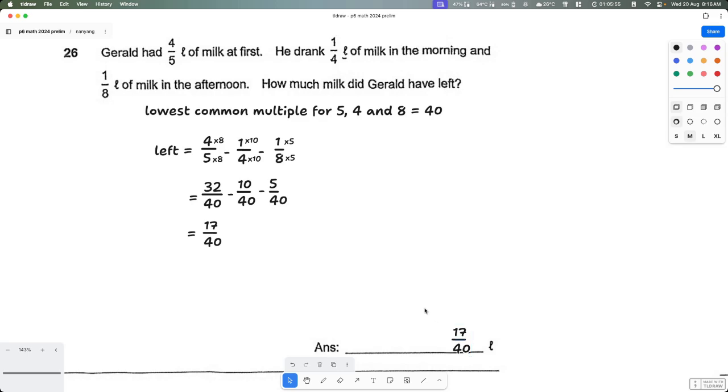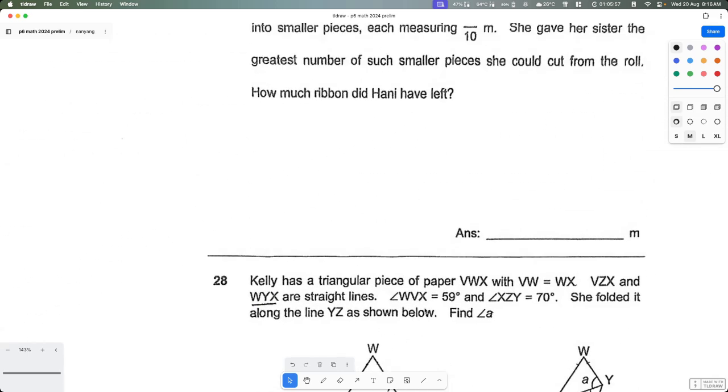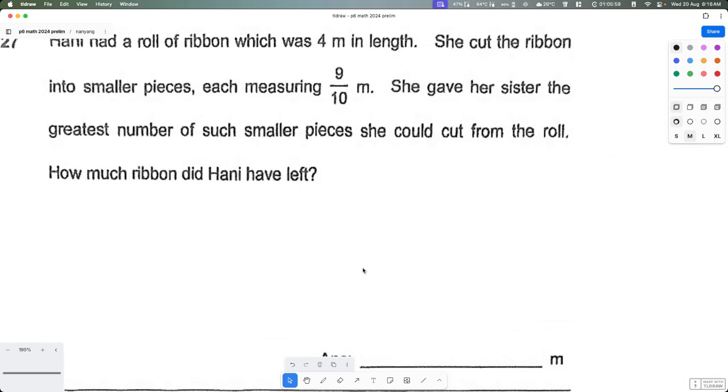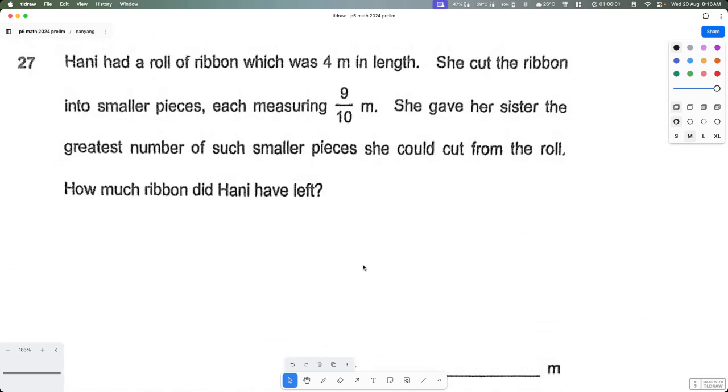Okay, there you go. All right, let's move to the next question. Question number 27. Honey had a roll of ribbon which was 4 meters in length. She cut the ribbon into smaller pieces, each measuring 9 out of 10 meters. She gave her sister the greatest number of such smaller pieces she could cut from the roll. How much ribbon did Honey have left?